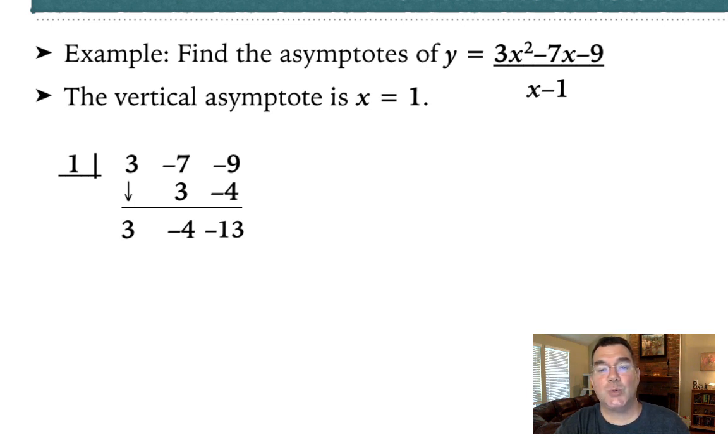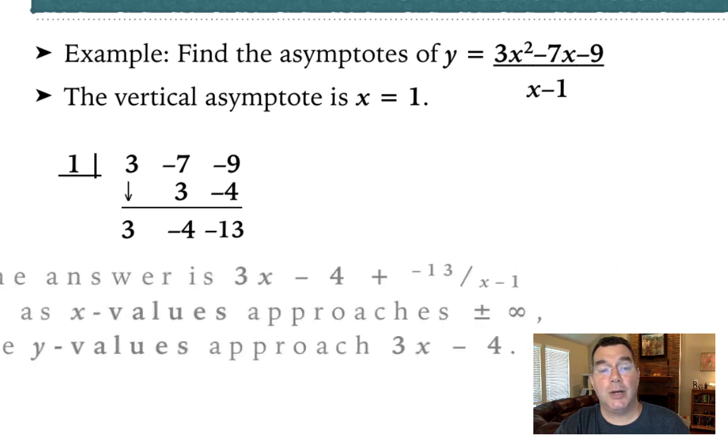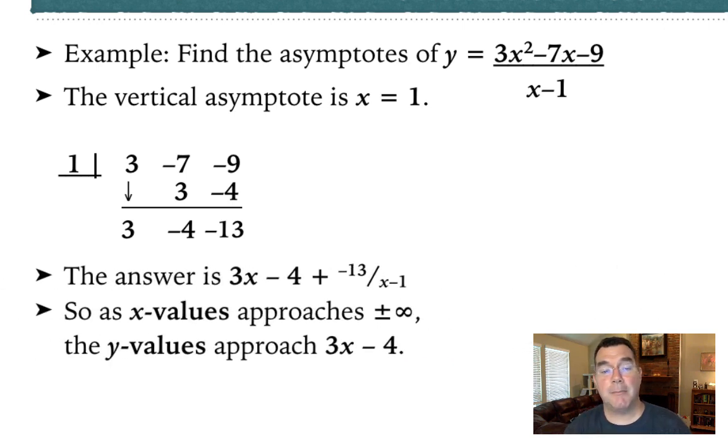It means that 3x squared minus 7x minus 9 divided by x minus 1 is actually equal to 3x minus 4 plus negative 13 over x minus 1. So as I'm looking to the very, very left and very, very right of this function, as the x values go to infinity, that remainder becomes less and less significant. So the y values are going to approach the linear function 3x minus 4.